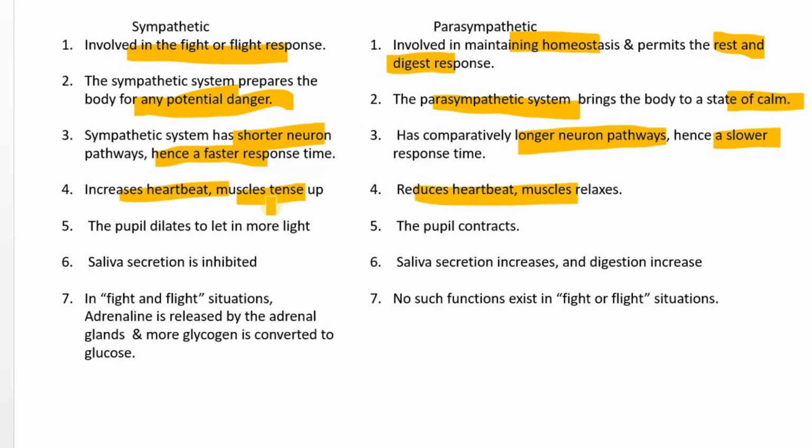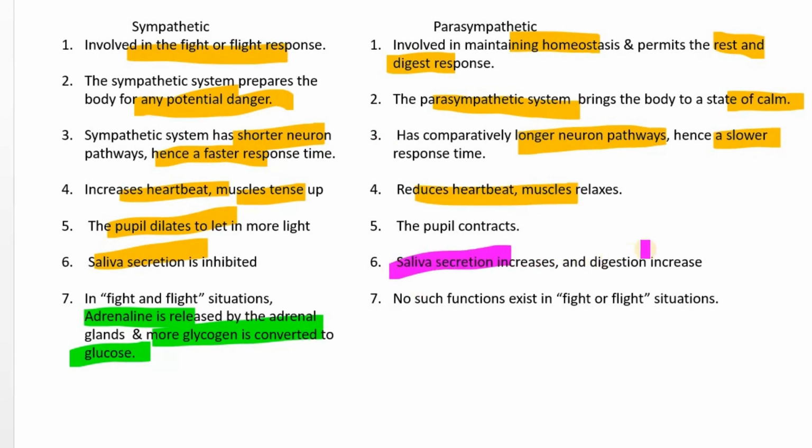And muscle relaxes. During a state of danger or emergency, our pupil dilates, saliva secretion is inhibited, and adrenaline is released in our body. During any stress or danger, our energy demand increases, therefore more glycogen is converted into glucose. While when our parasympathetic nervous system is working, saliva secretion increases to increase the rate of digestion.